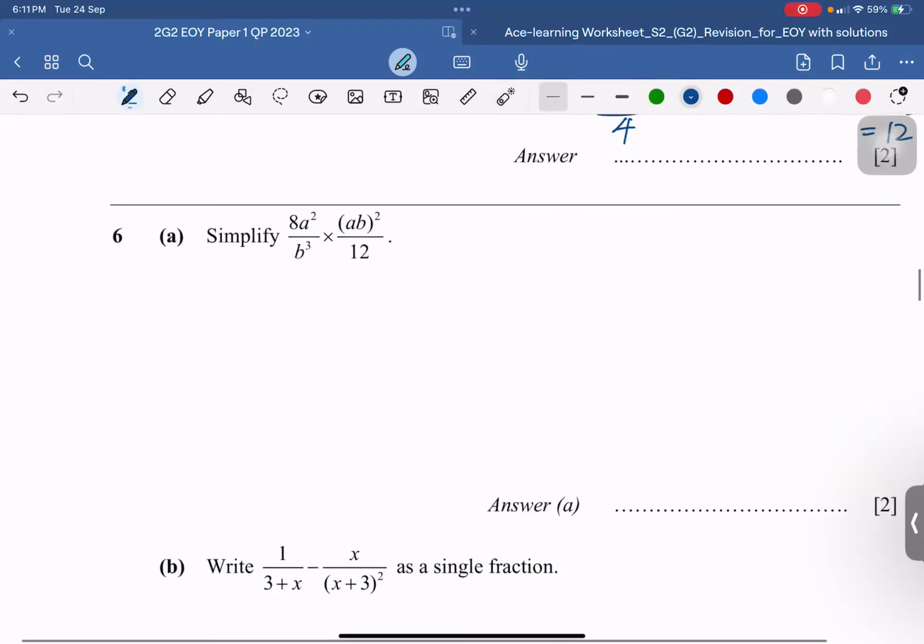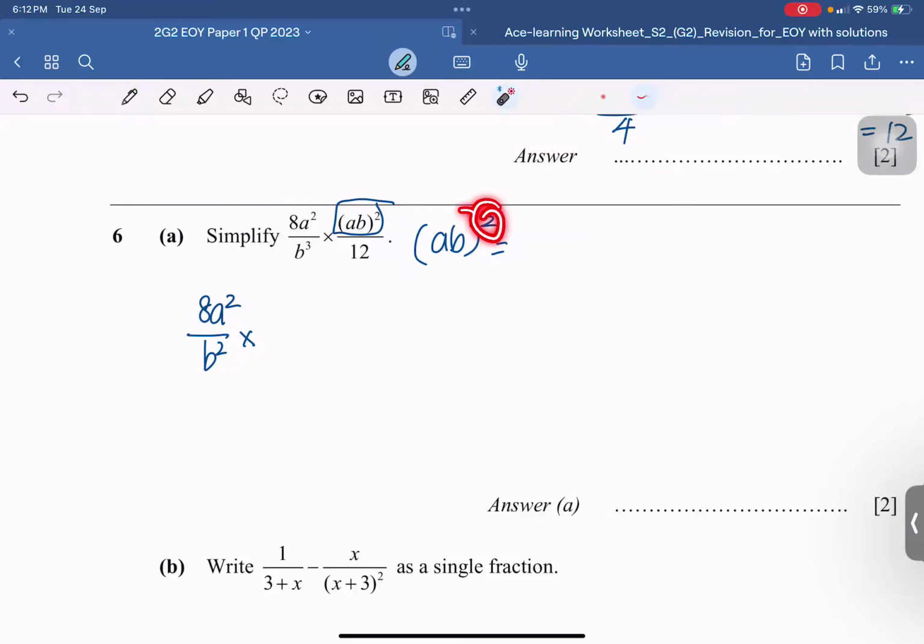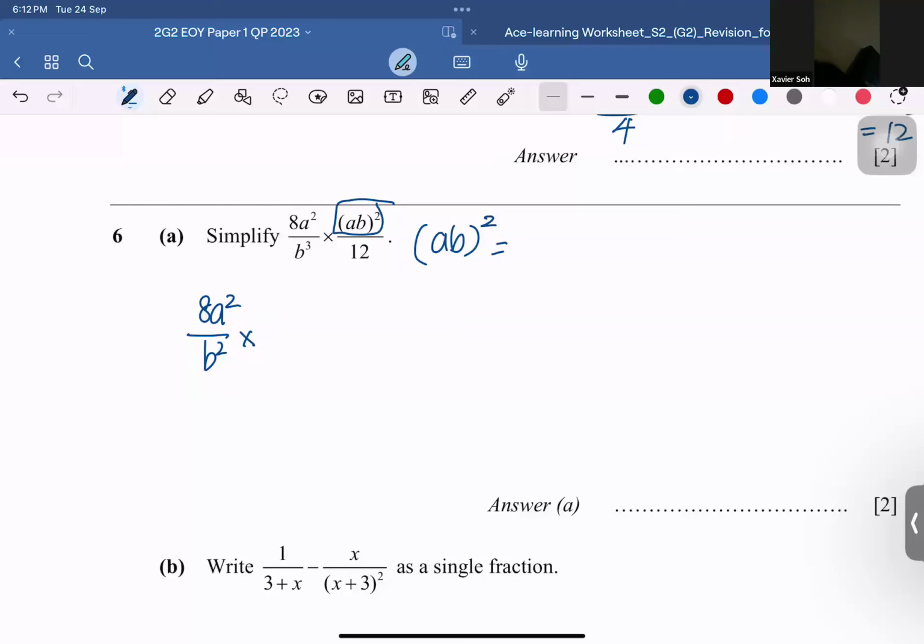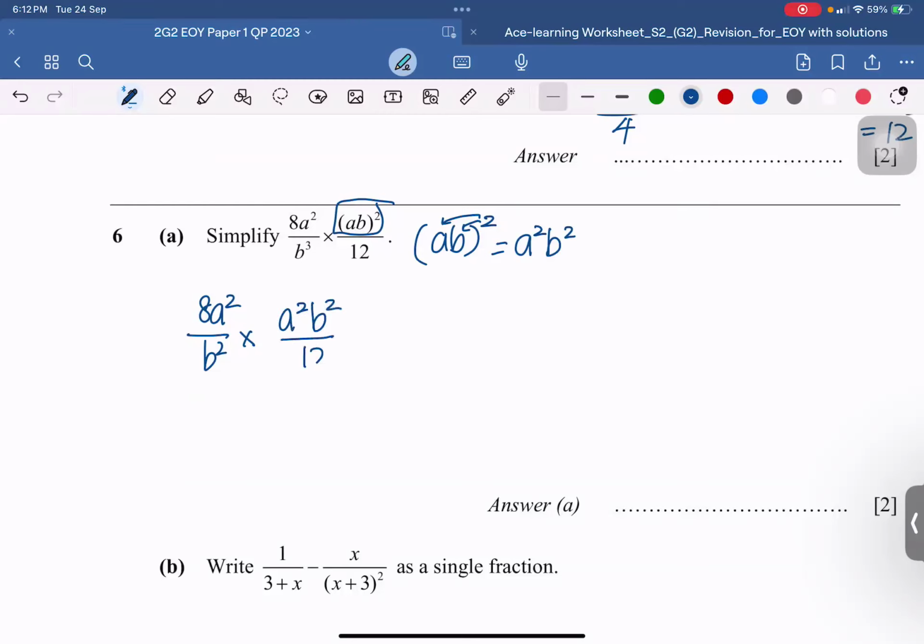So first one, let's deal with the square bracket square first. What does this bracket square mean? (ab) bracket whole thing square means my square must apply to who? A and B. Yeah, so I give it to the A and the B. So you get a squared b squared. So now I change this to a squared b squared over 12.